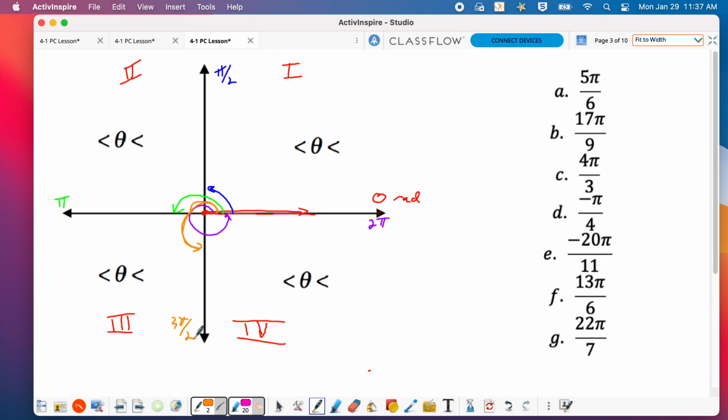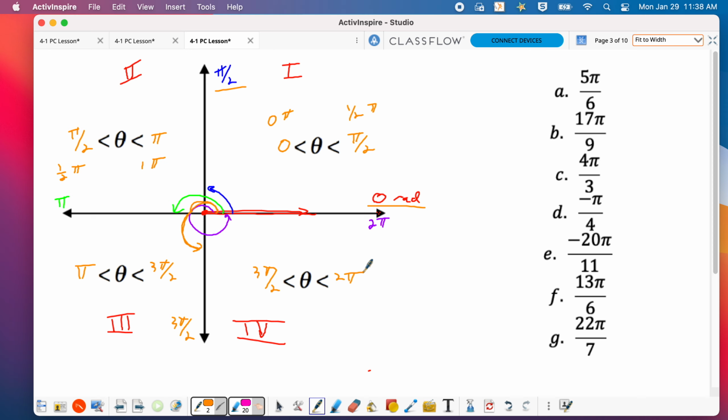What this tells us is over here in the first quadrant are all my angles between 0 and pi over 2, between 0 pi's and a half a pi. Over here in the second quadrant is going to be between pi over 2 and pi, between a half a pi and 1 full pi. And you'll see this in a second. Keep going. Pi to 3 pi over 2, between 1 and 1.5 pi's. And 3 pi over 2 and 2 pi, between 1.5 and 2 pi's.